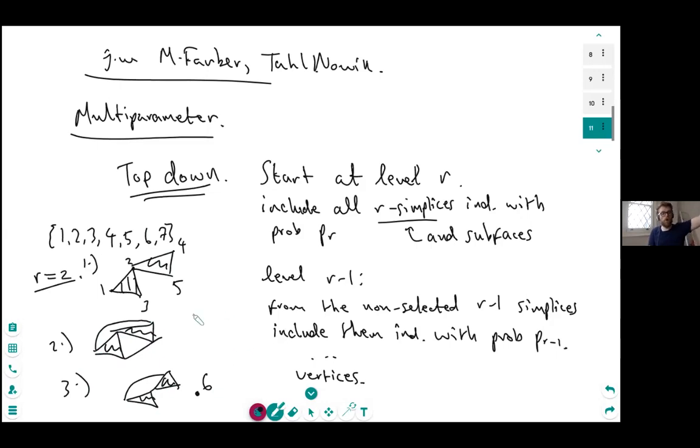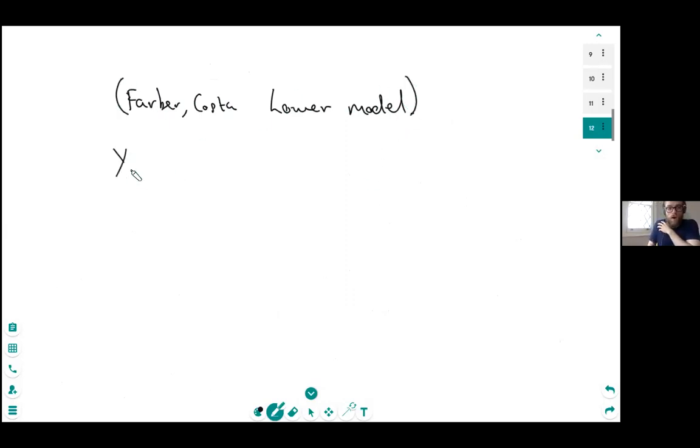Yep, so we start at the top, add our top dimensional simplices, then look at codimension one that haven't already been included and go down, down, down. So we call this the upper model for random simplicial complexes, because we start from the up, and we call the previous one the lower model, the Farber Costa lower model. And so the notation we use is Y_n,P lower and Y_n,P upper. So lower for lower, upper for upper.